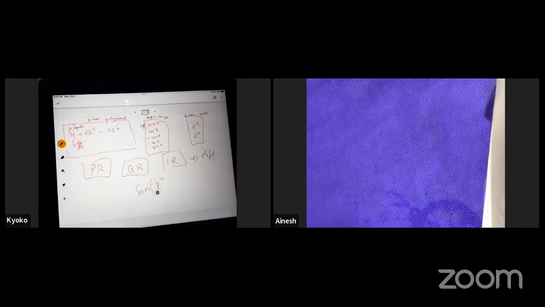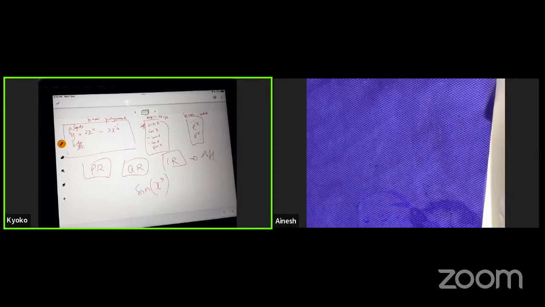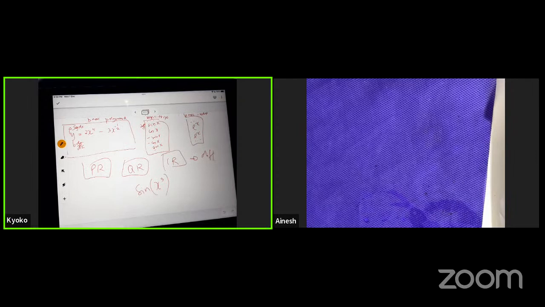sine x cubed. Is this basic or not, Kyoko? That means, do you need the rule or do you not need the rule? That's the main question here. Do you need a rule or not? Okay. Ainesh, which rule do you think is best? The chain rule. The chain rule. Why, in your own words? Because there's an inside and an outside. Very good. I understand what you're saying.